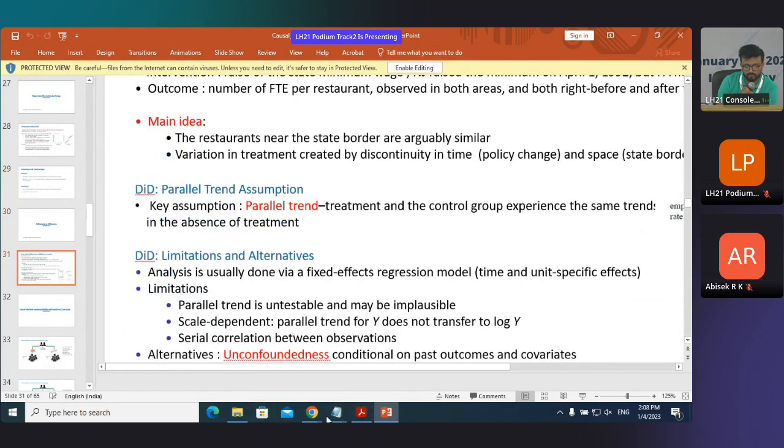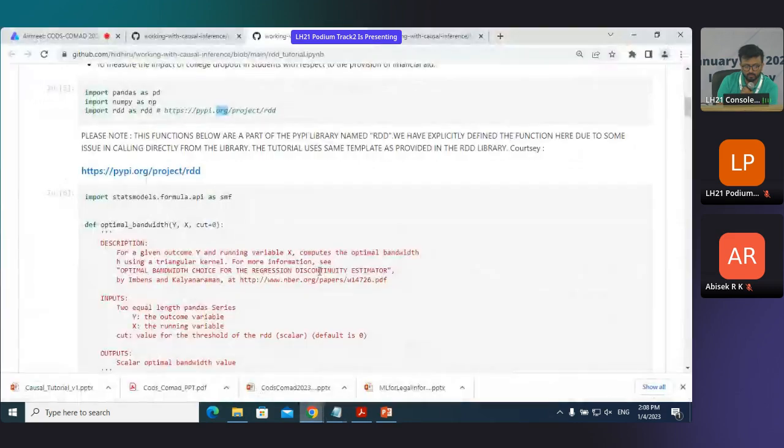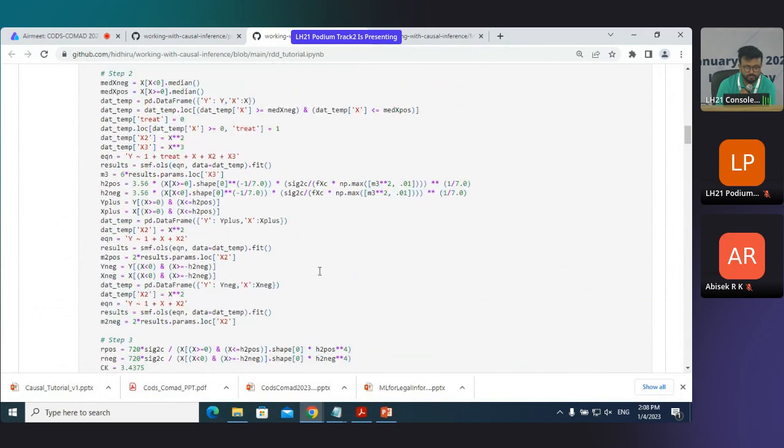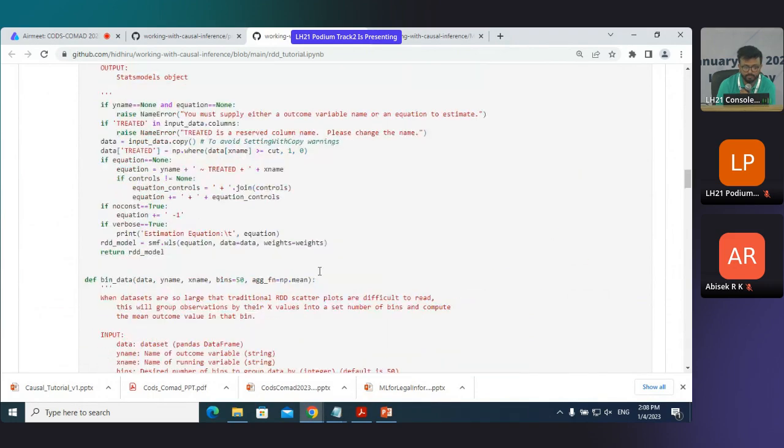Okay, this is not working. I'll go back to the code then. There are two functions, which are finding the optimal bandwidth and the threshold.